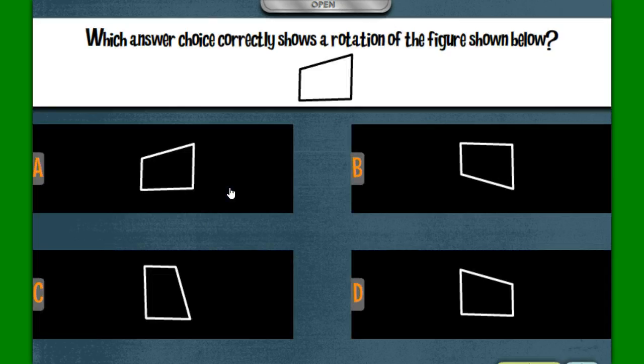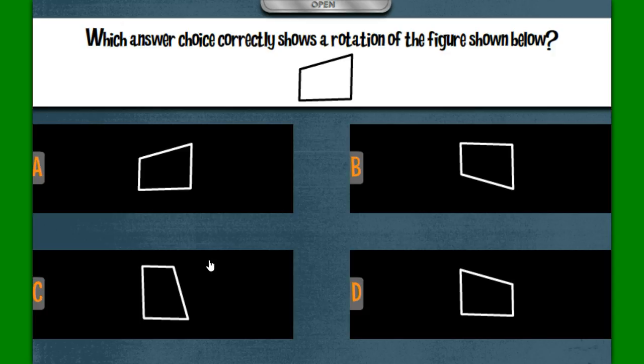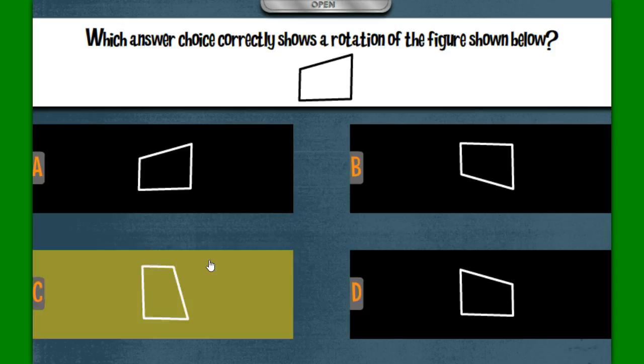2. Which answer choice correctly shows a rotation of the figure shown below? The answer choice that correctly shows a rotation of the figure is C.